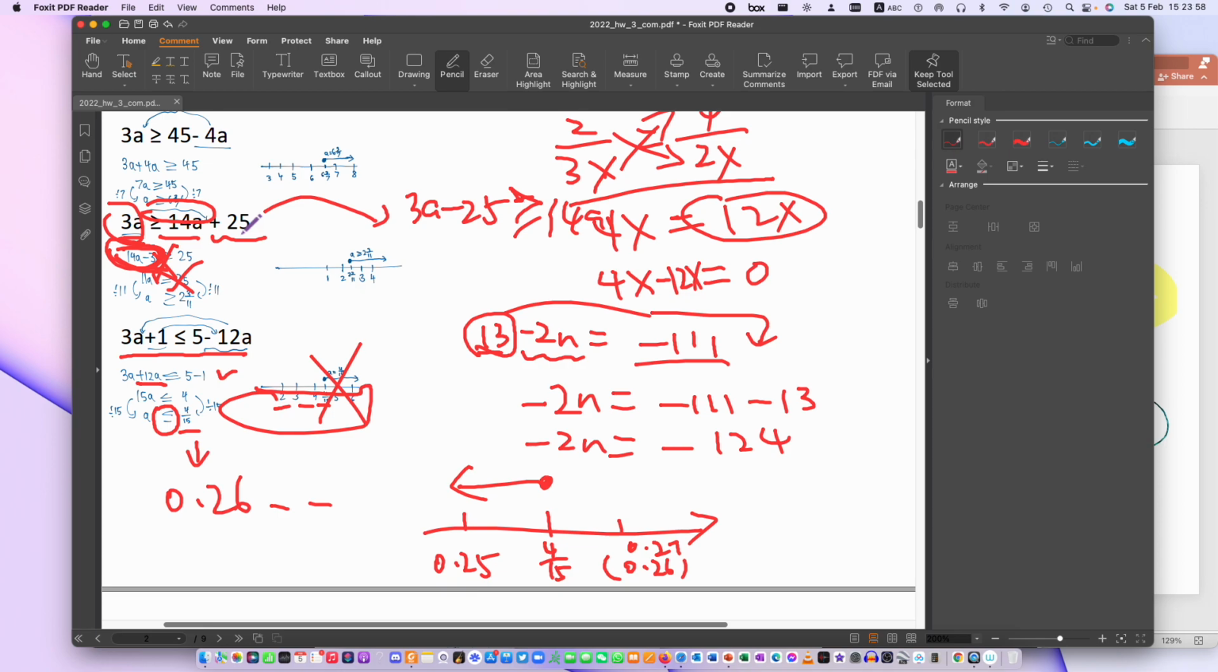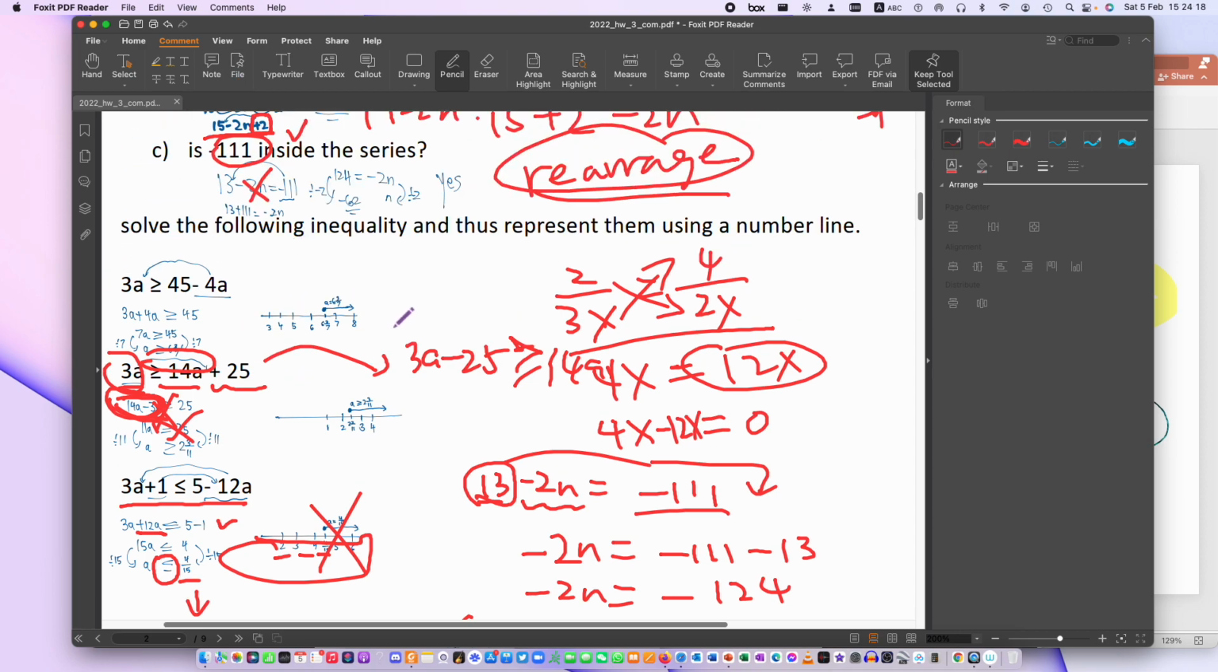Why solid? Because it's equal. Very good. Bigger or smaller? Very good. To the left. Okay. Why to the left? Because smaller. Very good. Are you clear? Are you clear? Okay, good. Okay, done.